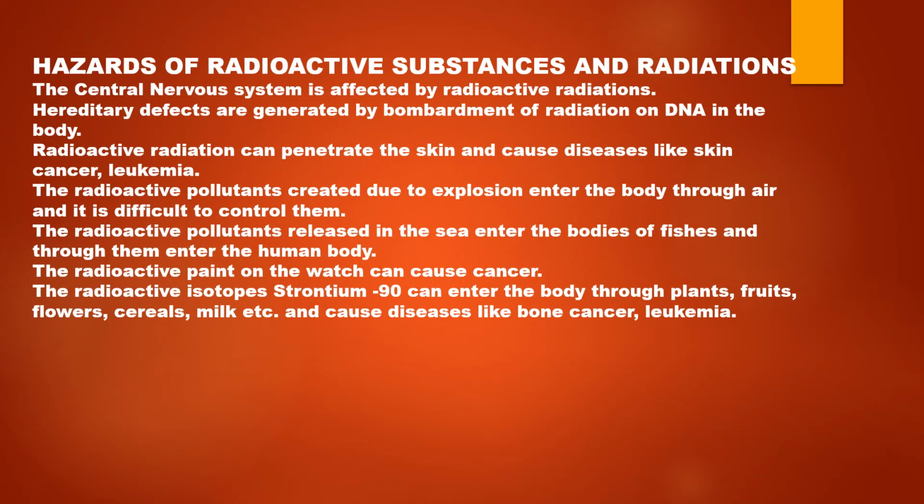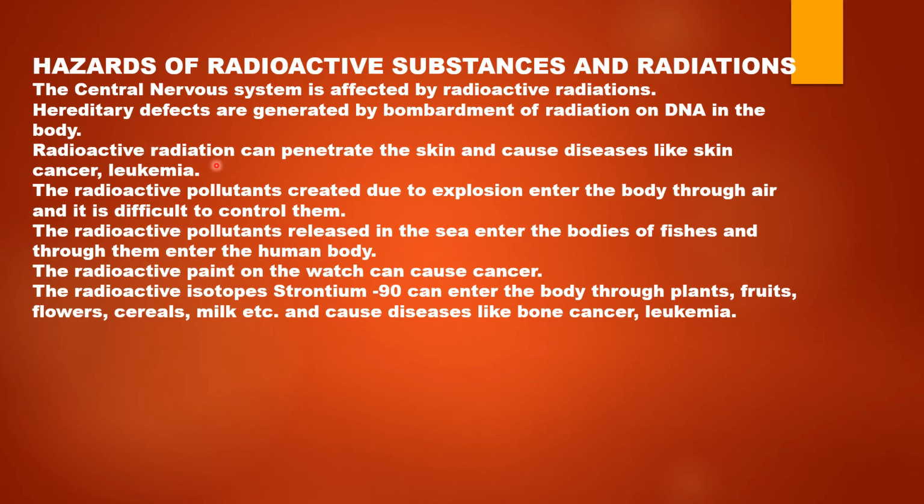Hazards of radioactive substances and radiations. The effects or the hazards of radioactive radiations can be mild or severe depending upon the dose. The central nervous system gets affected by radioactive radiations. Radiations damage the genetic material present in the reproductive cell, and this results in mutations which are transmitted from one generation to another generation. So hereditary defects are generated by bombardment of radiation, thereby affecting the DNA in the body.